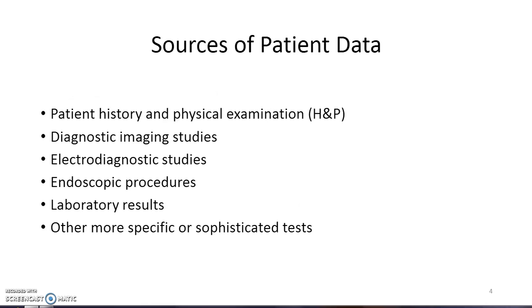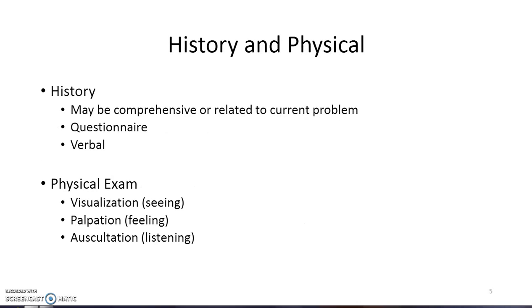There are several sources for acquiring patient data, including the patient history and physical examination, commonly called the H&P, Diagnostic Imaging Studies, Electrodiagnostic Studies, Endoscopic Procedures, results of laboratory analysis, and additional more specific or more sophisticated tests. The patient's comprehensive medical history is likely on file with the primary care provider and can easily be obtained by request. Information related to the patient's current problem will likely be obtained by having the patient or a relative or close friend complete a questionnaire, or the information is acquired verbally as the healthcare provider questions the patient and listens to the answers provided.